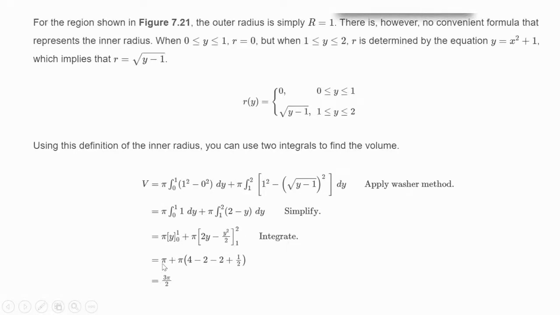Now I talked about getting pi here. But here, when I plug these in carefully, and again, you have to do these things without a calculator, it's going to be pi times 4 minus 2 minus 2. Those actually cancel out. And so you get pi plus 1/2 pi. 1/2 pi and pi is 3/2 pi. And so that's what we have for the answer to this problem.